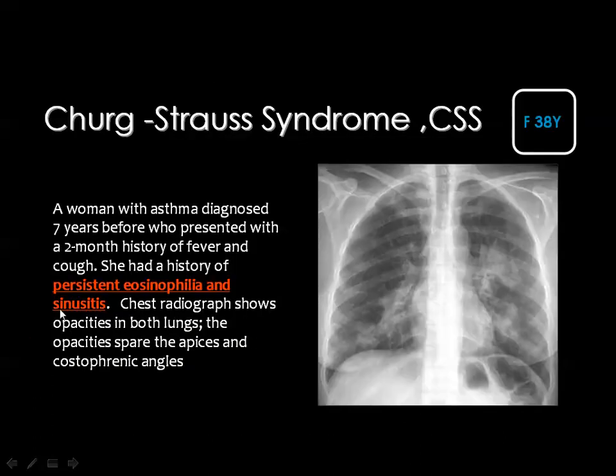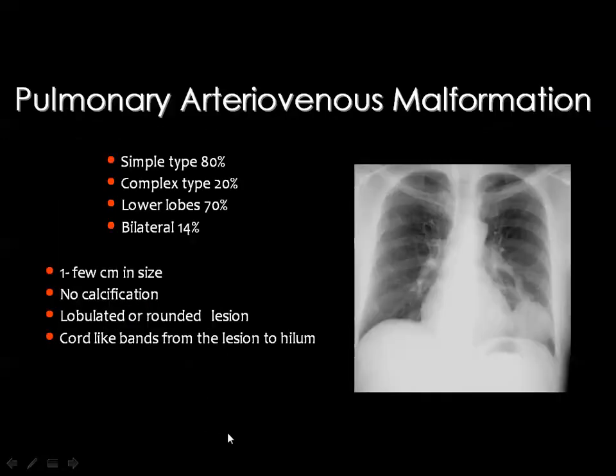And this is a female patient, 38 years old, with Churg-Strauss syndrome. She had a history of persistent eosinophilia and sinusitis. The chest radiograph shows opacities in both lung fields. These opacities may represent pneumonic consolidations or may represent pulmonary hemorrhages. Then we finished with vasculitis, the large vessel and the small vessel.